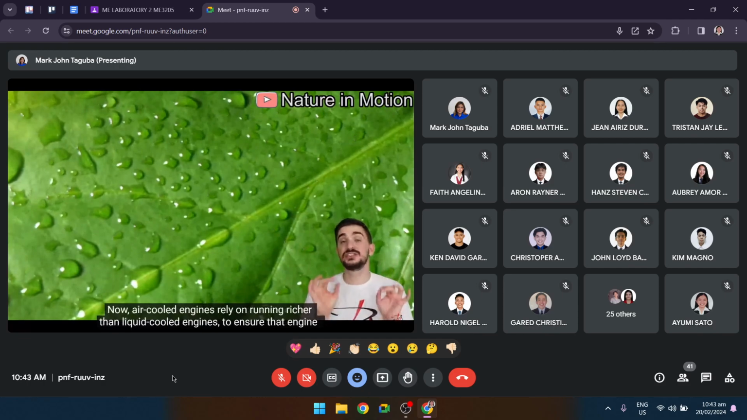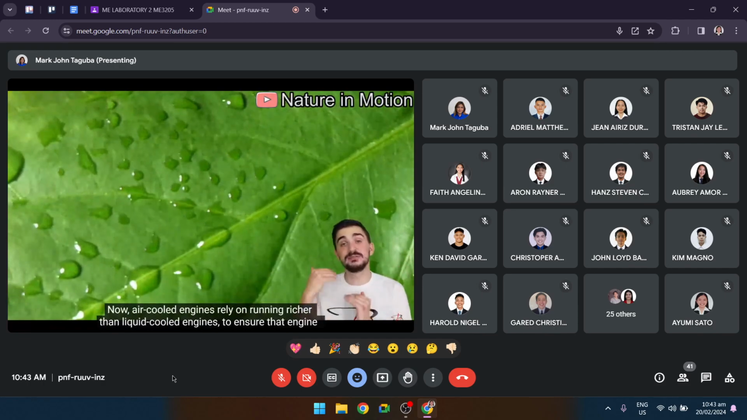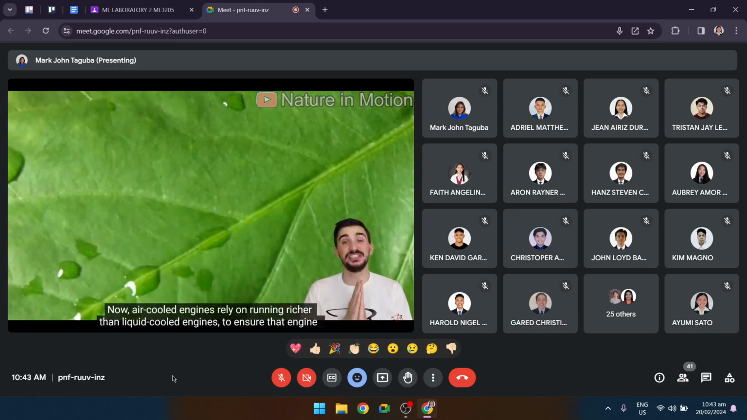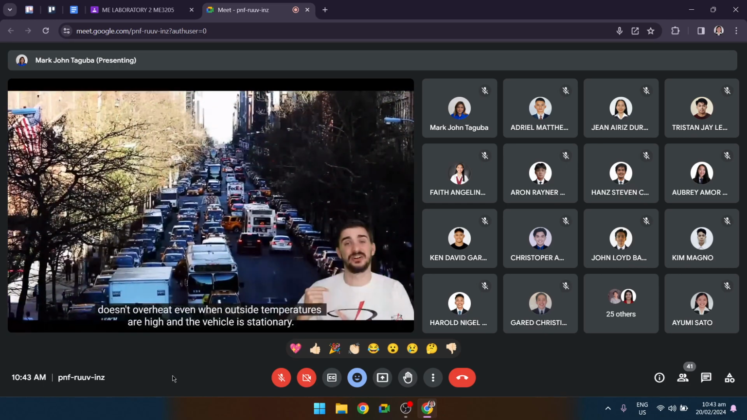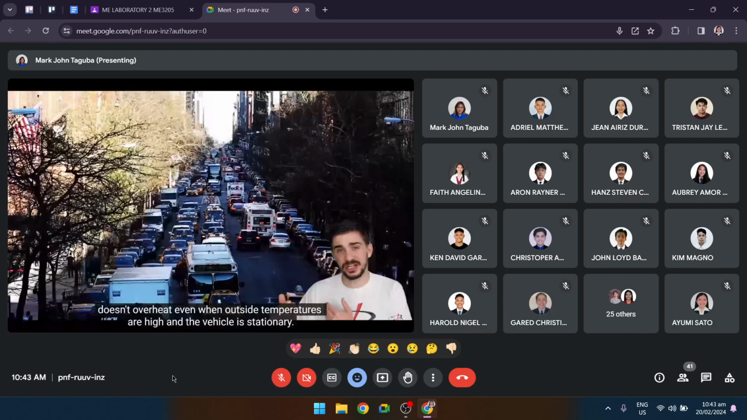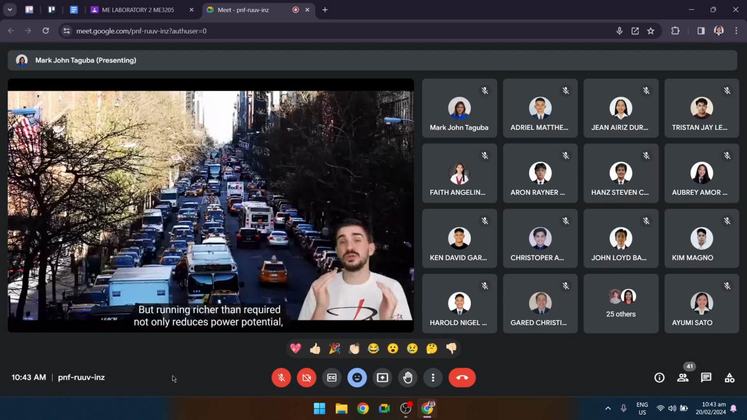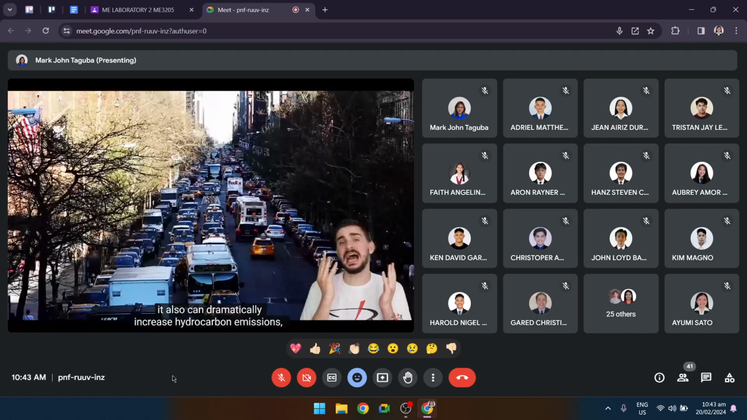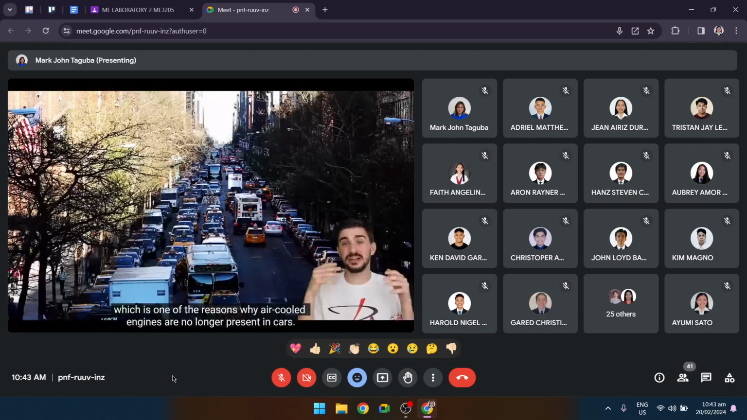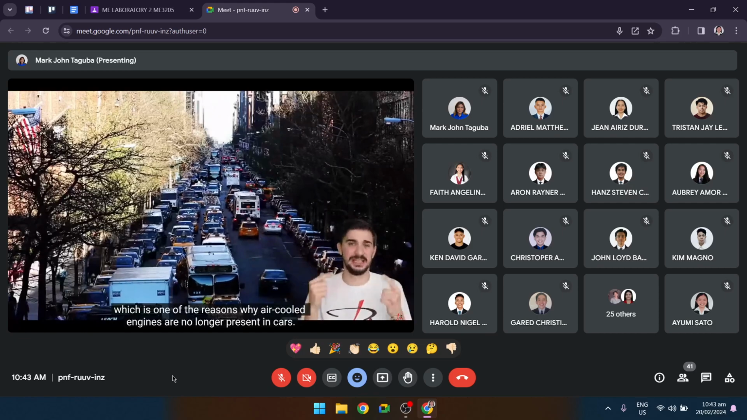Now, air-cooled engines rely on running richer than liquid-cooled engines to ensure that the engine doesn't overheat even when outside temperatures are high and the vehicle is stationary. But running richer than required not only reduces power potential, it also can dramatically increase hydrocarbon emissions, which is one of the reasons why air-cooled engines are no longer present in cars.